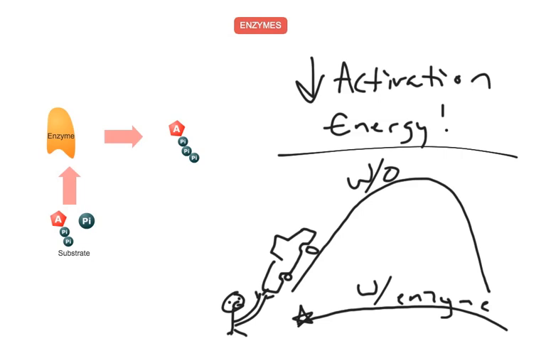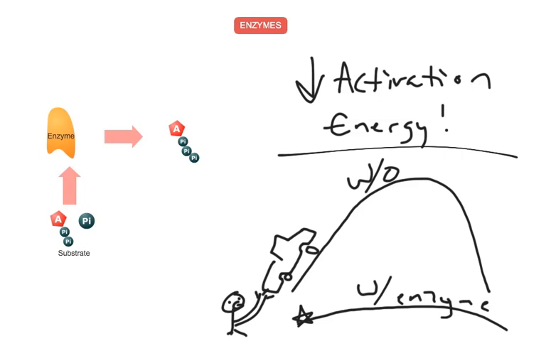So enzymes decrease that. Instead of having to drive over that hill to get everything going, it's just a little bump and you're there. So that's how enzymes make things happen quicker. We need enzymes in our body. Without enzymes, we wouldn't be able to live. We wouldn't be able to get reactions happening at the level or the rate we need them to happen in our body.